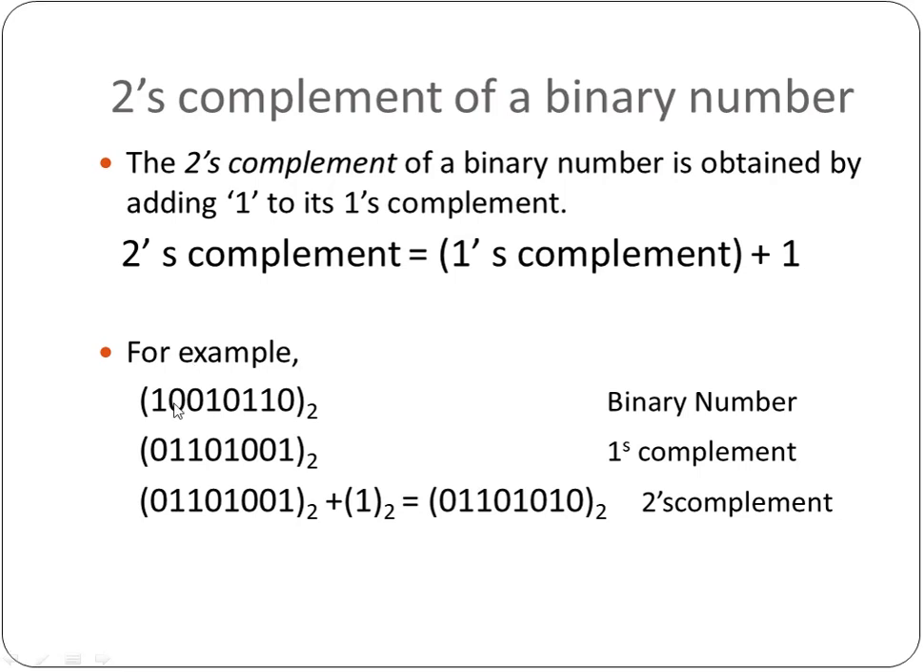For example, suppose this is a binary number. For its 1's complement, just complement each bit, 0 to 1 and 1 to 0, and then add 1 to this number. So 1 plus 1 is 1 0 0, with carry 1. This carry is added with this 0, so it is 1 0. The other bits will remain as they are. So this is the 2's complement. So for a binary number, take its 1's complement, just complement the bits, and then add 1 to the 1's complement, and you will get the 2's complement.